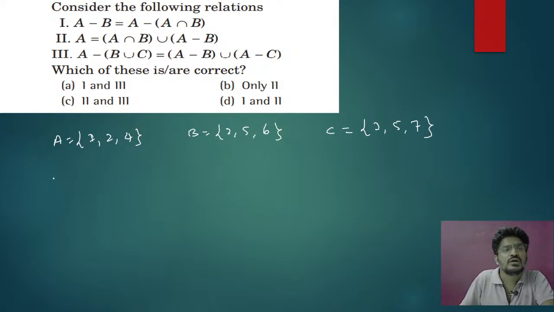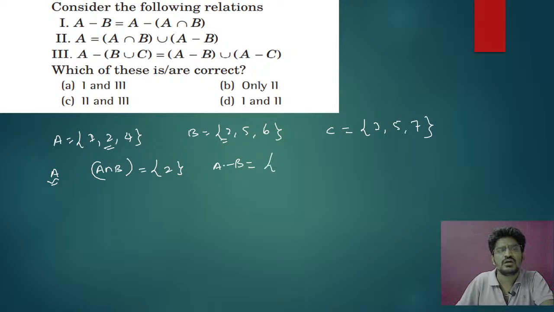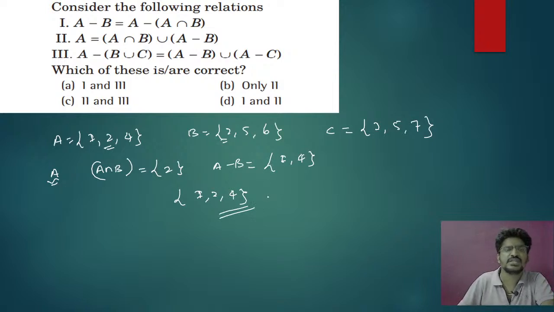That is A. LHS is A. No problem. What is RHS? A intersection B. First you calculate A intersection B. What will be A intersection B? 2 is common. So I will write 2. Next, A minus B. What is A minus B? We can write 1 comma 4. Okay. So union of this is equal to what? 1, 2, 4. That means it is equal to set A.